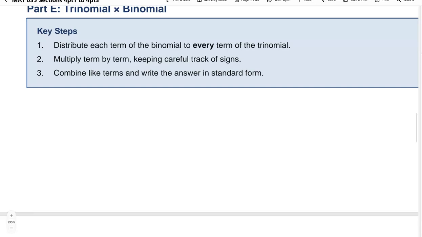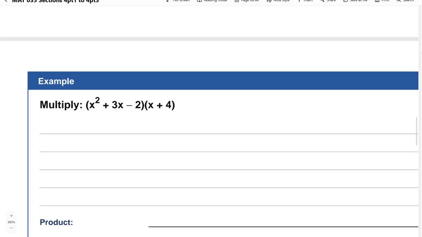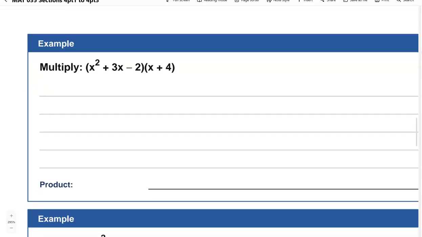I think trinomials times binomials and trinomials times trinomials are a little bit more difficult. So here's what we have. X squared plus 3x minus 2. That's a trinomial because it's got 3 terms. Times the binomial x plus 4. So we're going to distribute every term in the first parentheses to every term in the second parentheses. So I have x squared times x, which is x cubed. And then I have x squared times 4, which is a 4x squared.